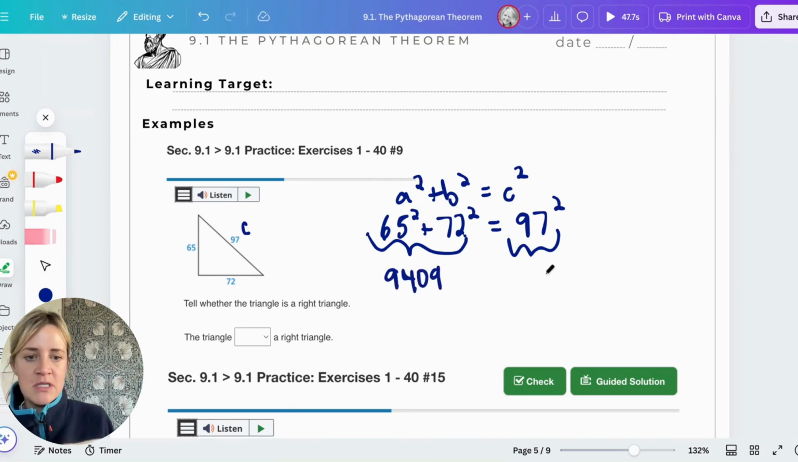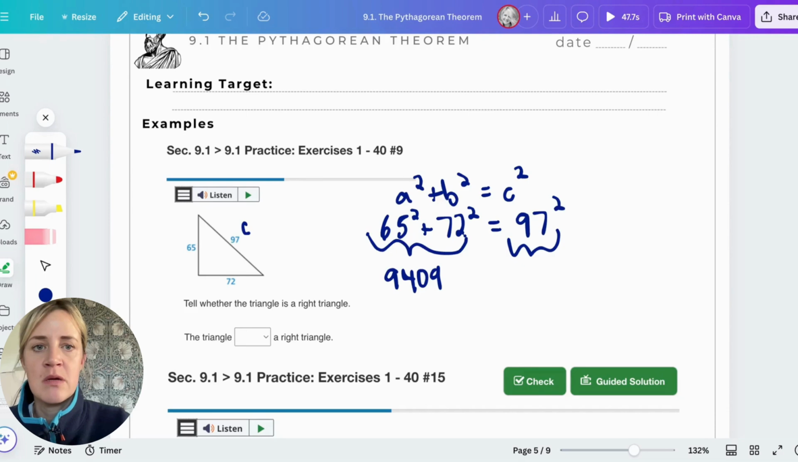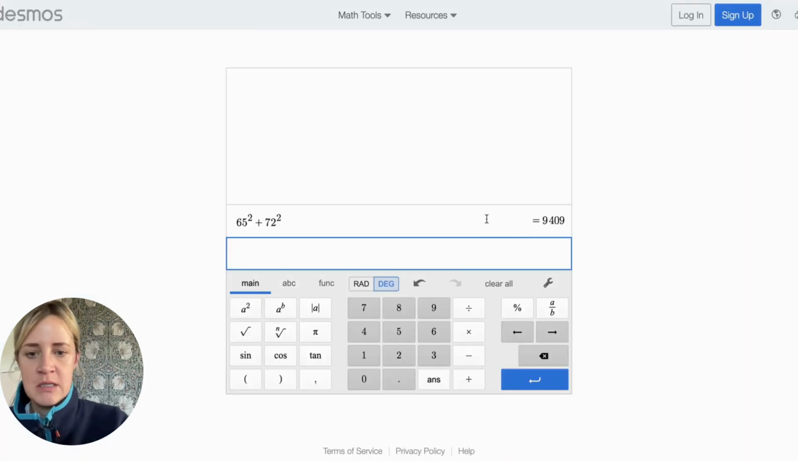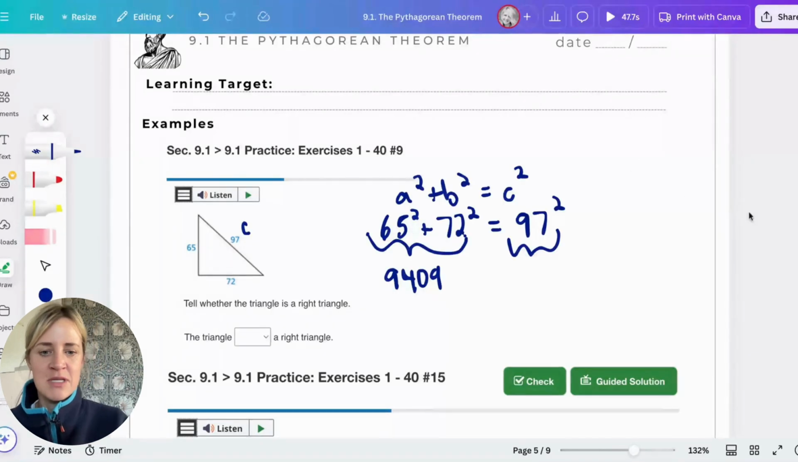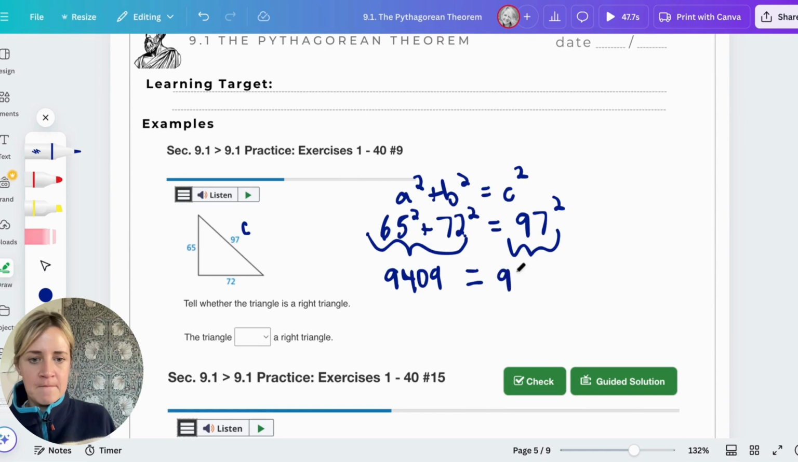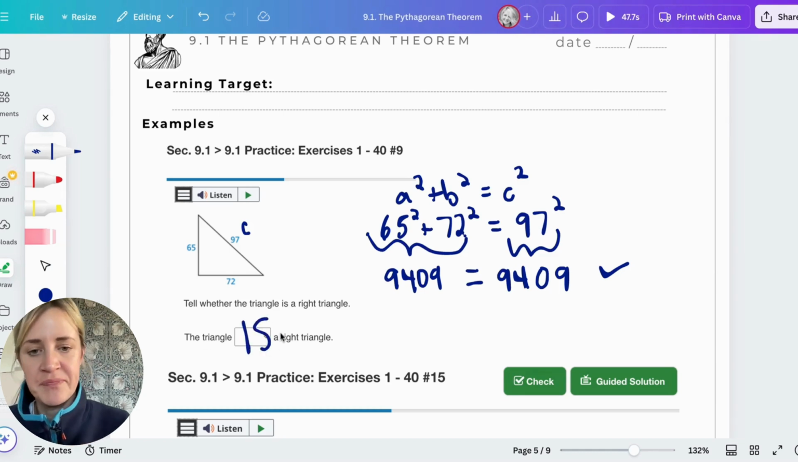Is that equal to this side, 97 squared? We'll go ahead and put that in and hit equal, so then you have the other one above to compare as well. 97 squared, 9409, sure is the same. That one's nice and fun. So yes, those two are equal. There you go. Tell whether it's right. Since they're equal, the triangle is a right triangle.